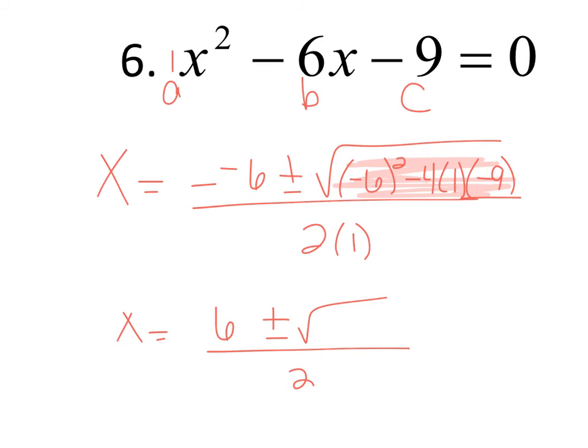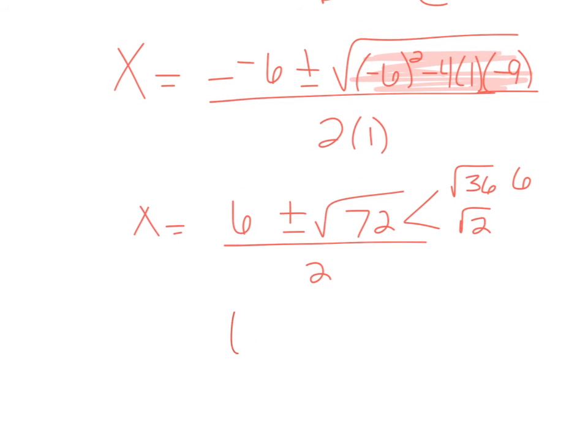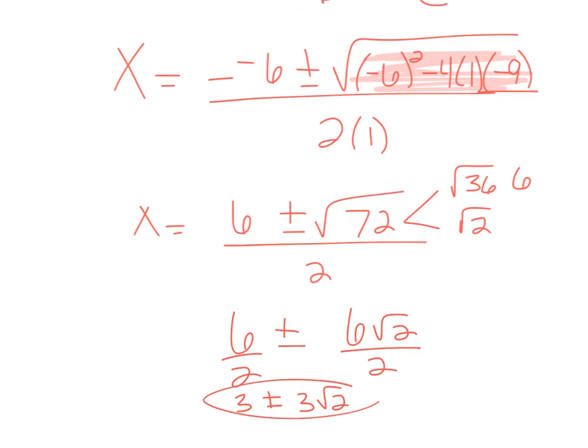And when you do get it, you're going to get 72. You're going to reduce this to 36 and 2, and you're going to remember the square root of 36 is 6. So you have 6 over 2, because remember we're going to share the love, 6 square root of 2 over 2. This is going to reduce to 3 plus or minus 3 square root of 2. Those are your x values. 2 more, I think.